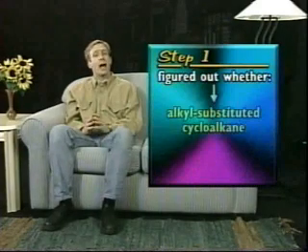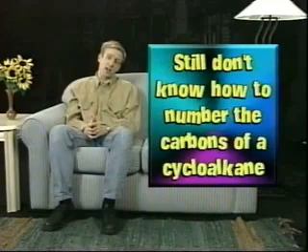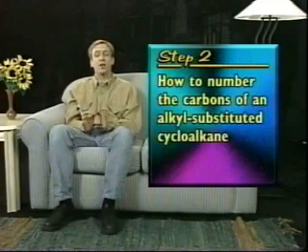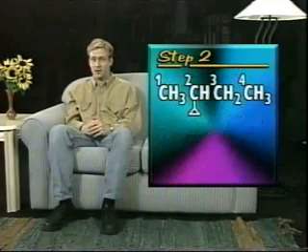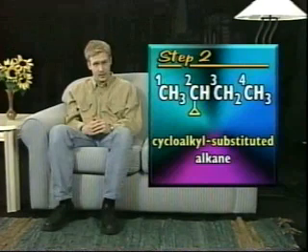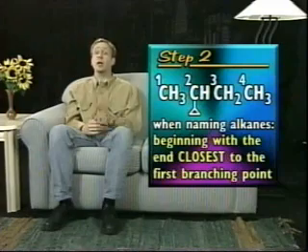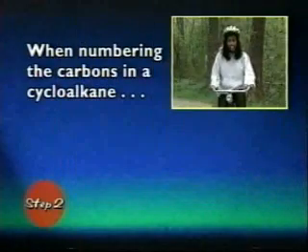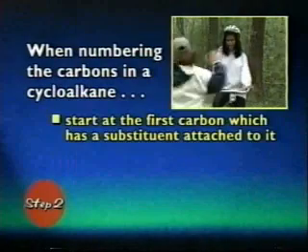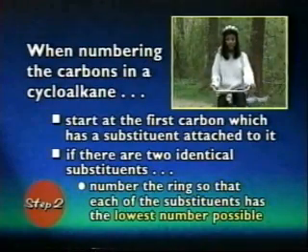Piece of cake, right? So, in step 1, we figured out whether our molecule was an alkyl-substituted cycloalkane or a cycloalkyl substituted alkane. But we still don't know how to number the carbons of a cycloalkane. Step 2 tells us how to do just that, to number the carbons of an alkyl-substituted cycloalkane. The last example we looked at was a cycloalkyl substituted alkane. So we were dealing with an alkane with a cycloalkyl substituent. And as we know, when we name alkanes, we number the carbons in the longest continuous chain, beginning with that end of the chain closest to the first branching point. The same thing applies when the carbons are in rings. When numbering the carbons in a cycloalkane, start at the first carbon that has a substituent attached to it. If there are 2 identical substituents, we number the rings so that each of the substituents has the lowest possible number. Let's look at an example.